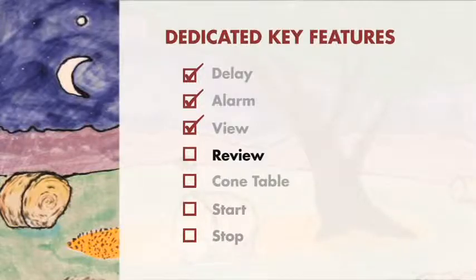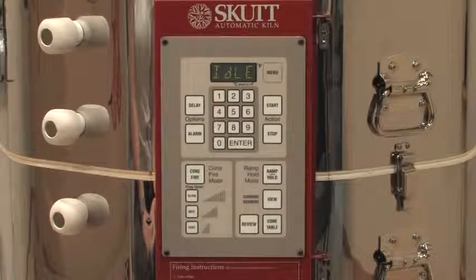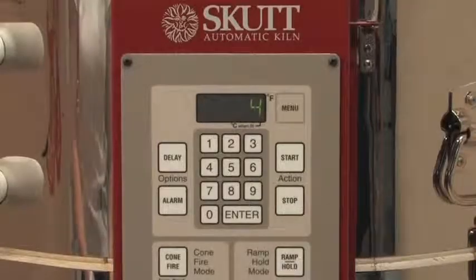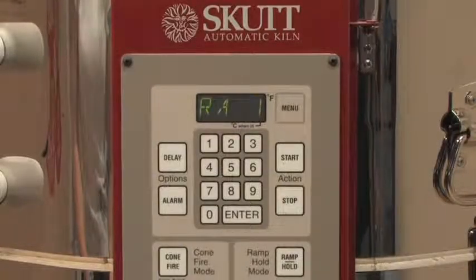Review. The Review key allows the user to look at the current program loaded to make sure it is correct. We highly suggest to use this feature to check programs prior to each firing. Press Review and the display will step through the program you have entered.